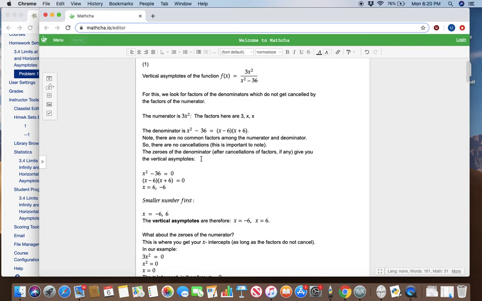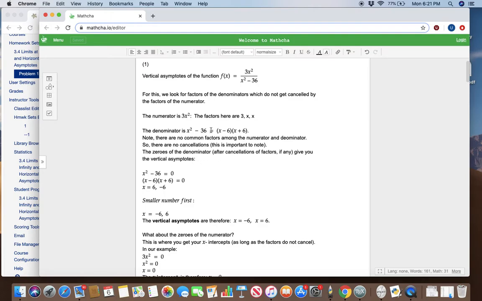Zeros of the denominator after cancellations of factors, if any. So this is an important thing to note. If you had any common factors upstairs and downstairs, you would cancel them and then see what remains. Let's say you had an x plus 6 below and an x plus 6 above. You would cancel those x plus 6's and then see what's left over. The zeros of whatever is left over, they give you vertical asymptotes.